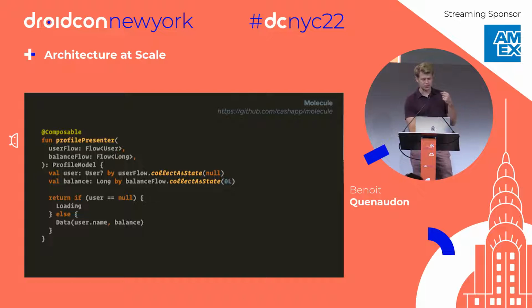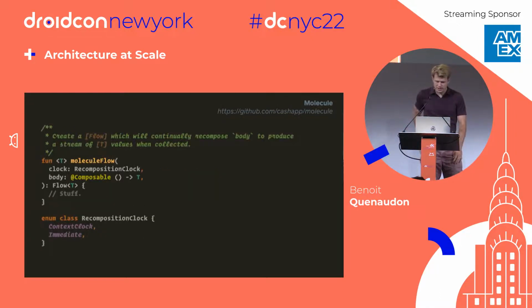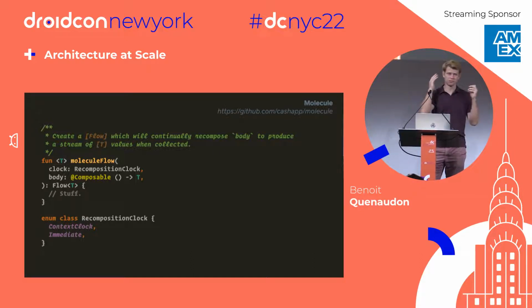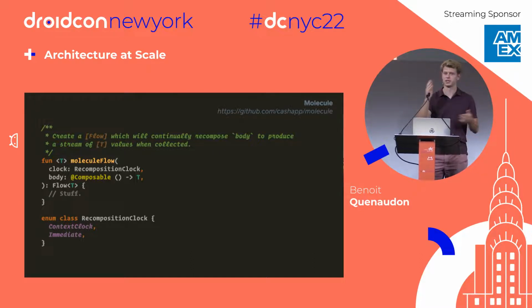But once we have this, we need to consume it somewhere. And that's what Molecule brings. It basically takes a composable and makes a flow out of it. And we have two recomposition clocks. One is the Android one, driven by the choreographer, which is, let's say, every frame: when the state is dirty, we emit a new composition. And the immediate one emits anytime the state is dirty.